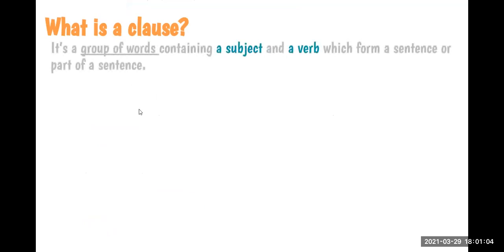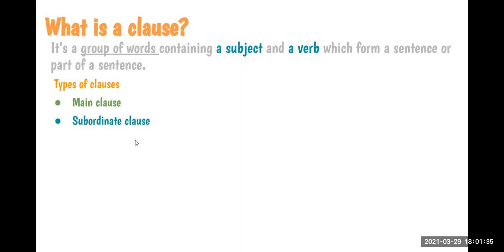I want you to take notes, okay? So it says, what is a clause? A clause is a group of words containing a subject and a verb, which form a sentence or part of a sentence, okay? It's similar to a sentence, but the difference is that in a sentence, we can have more than one clause, okay? We have two kinds of clauses. I'm going to give you an example. We have a main clause and a subordinate clause.